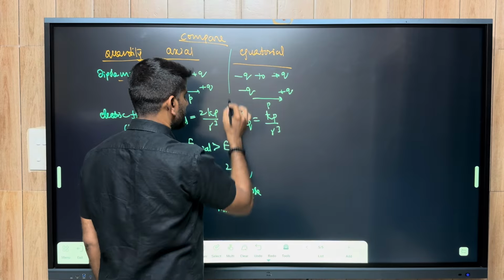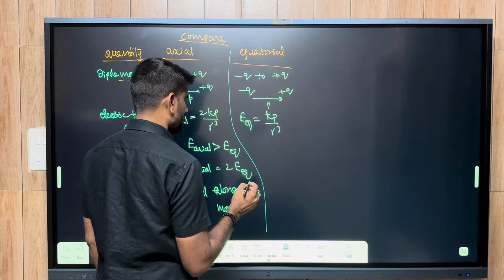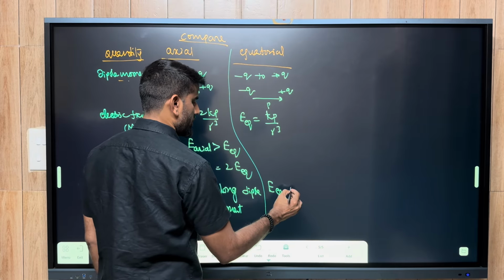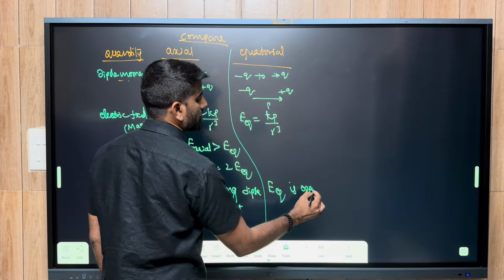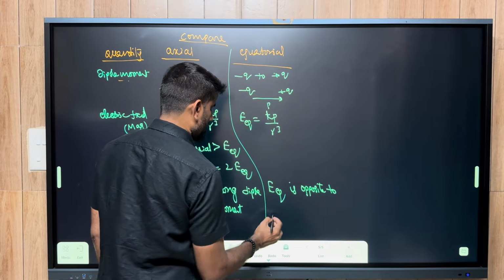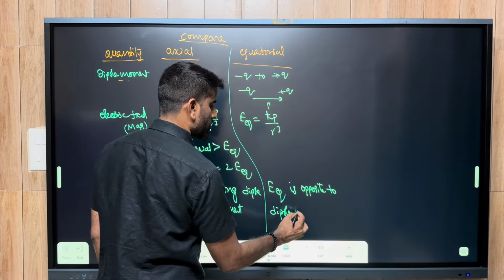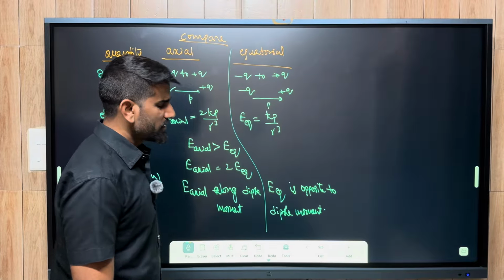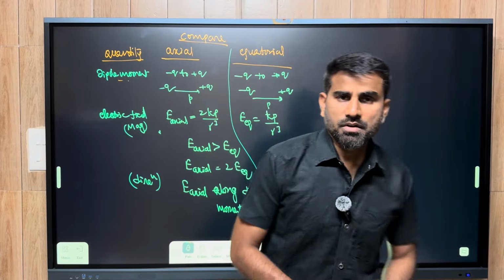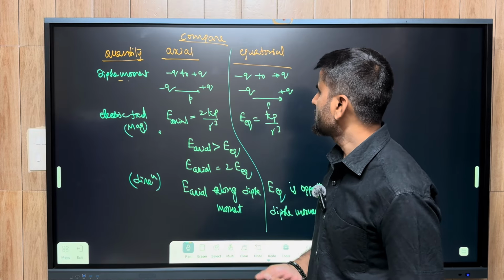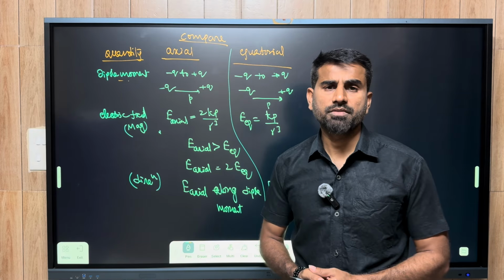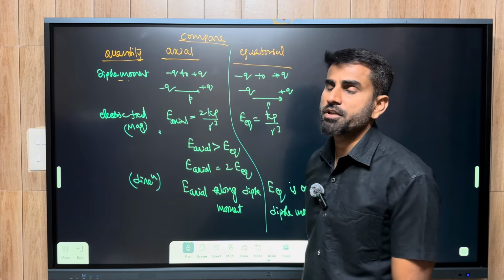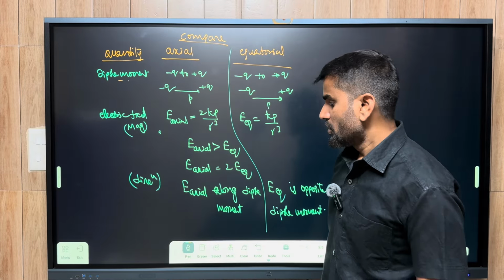Okay. E equatorial is opposite to the dipole moment. Okay. So these are the basic differences, or maybe not even similarities are there. So these are the basic differences between the electric field on the axial line of a dipole and the electric field on the equatorial line of a dipole.